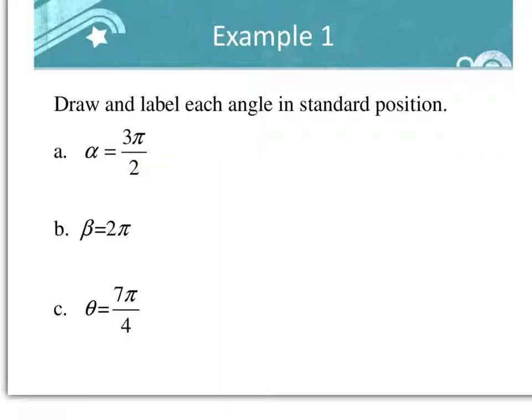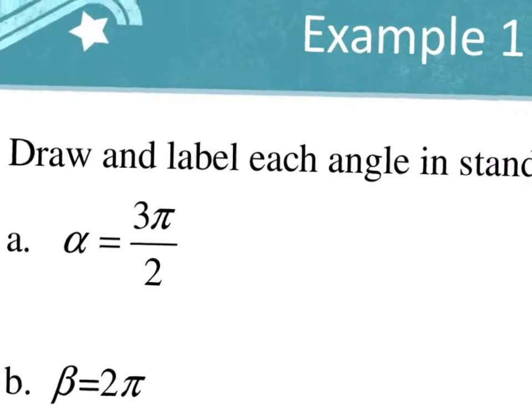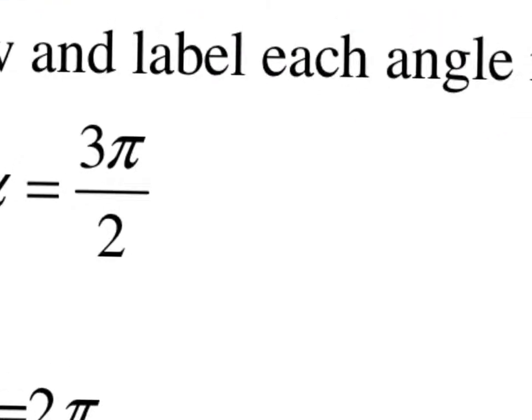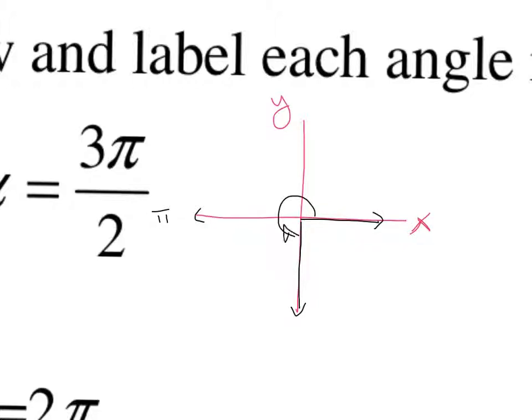Alright, this example says to draw and label each angle in standard position. Here I have alpha, beta, theta. Think of those like the names of those angles. So we want to graph alpha in standard position. Remember, that means the initial side is on the positive x-axis. The terminal side can be wherever. Here's x, here's y. Here's my initial side. 3 pi over 2, we can explore on the diagram. I know that 2 pi over 2 is pi, so I must be greater than here. Then I have an additional half, which is right here. So here's me extending alpha equals 3 pi over 2.